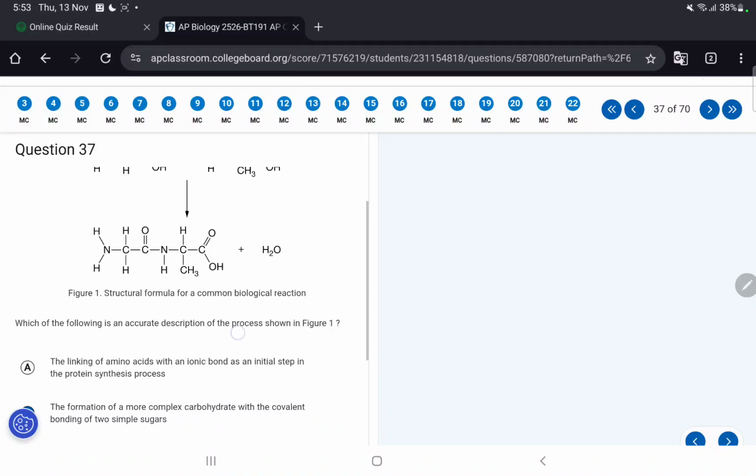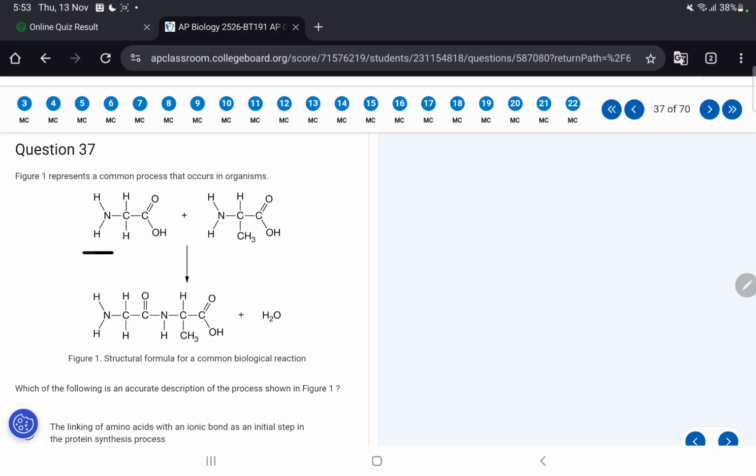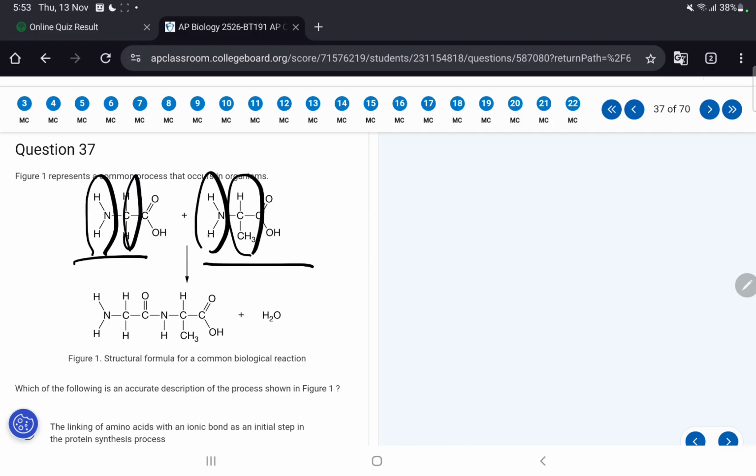How do we know that it's a covalent peptide bond? Look, you have one amino acid and one amino acid. How do you know that it's an amino acid? You have an R group, you have an amino group, you have a carboxyl group. Equals amino acid.